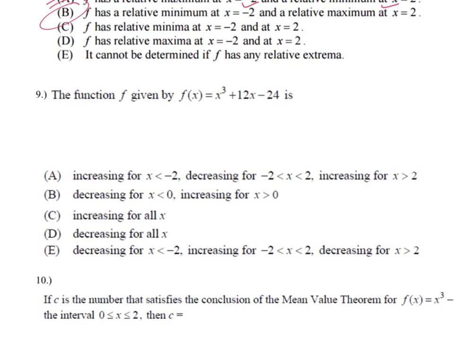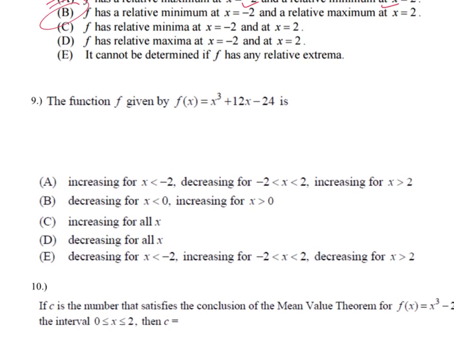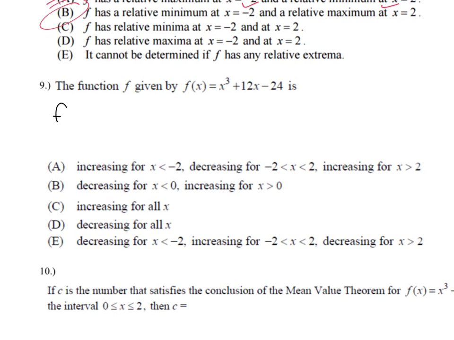When we're talking about increasing and decreasing, we're talking about places where the derivative is positive or negative. And the derivative can only change from positive or negative if it equals 0. So let's find the places where our derivative is equal to 0. So f prime of x is equal to 3x squared plus 12. When is this going to be equal to 0? Well, when does 3x squared equal -12? When does x squared equal -4?